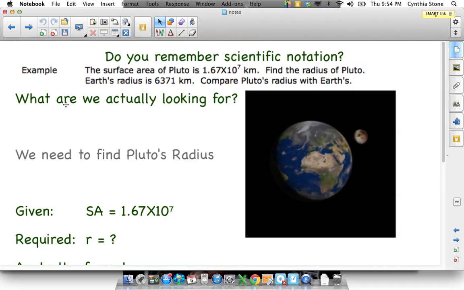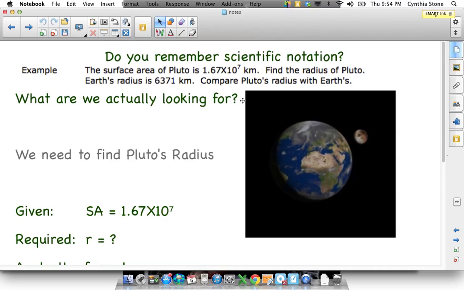Here's a harder one, only because, well, for a few reasons. One is that we're using scientific notation, and you might not remember that, but we did do scientific notation at the beginning of the year. And from your point of view, really right now, all you need to be really competent at is putting it in your calculator, because we're not talking about exponents right now. We are talking about the surface area of Pluto, though, and the radius of Pluto.